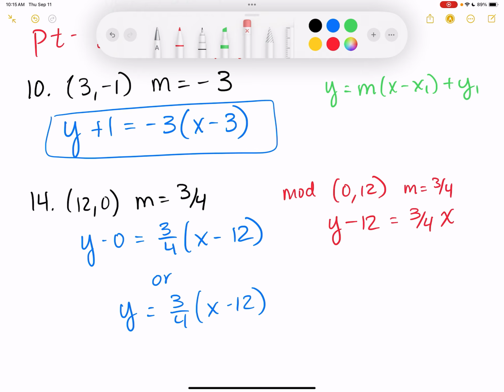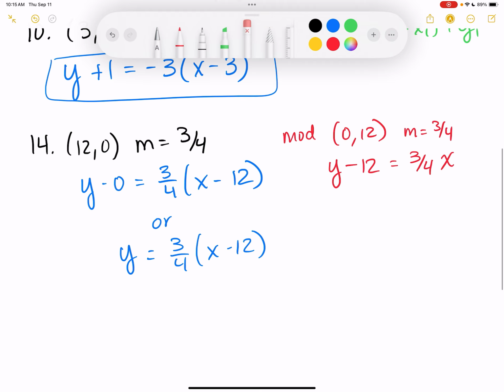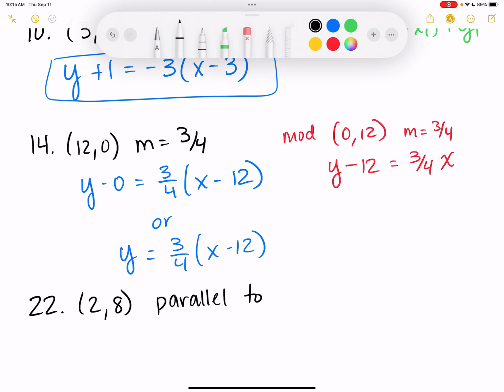All right. Write an equation of the line that passes through the given point and satisfies the given condition. So it's going to give you a point, it's going to give you another line, and it's going to say parallel to or perpendicular to that equation of that line. So 22. The point 2, 8, and they say parallel to y equals 3x minus 2.